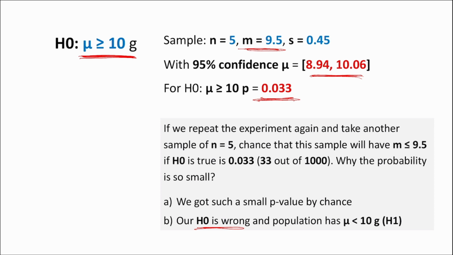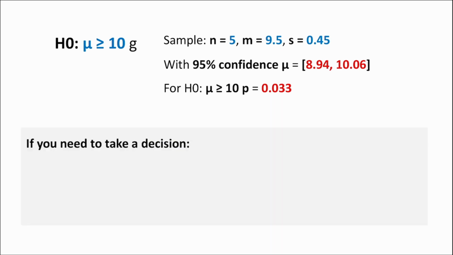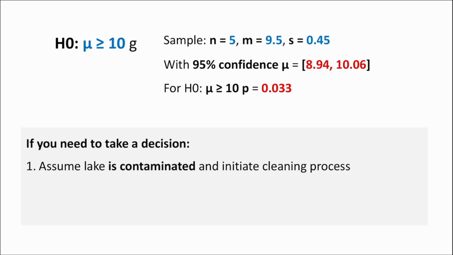Well, if you don't need to make a decision, if your experiment is just to show some evidence, then you don't care. You just show the p-value, you show the confidence interval, and based on this, you can make some reflections. But if you need to make a decision, if you need to proceed either as if the null hypothesis is true or as if the alternative hypothesis is true, then you need to find out which hypothesis to support.